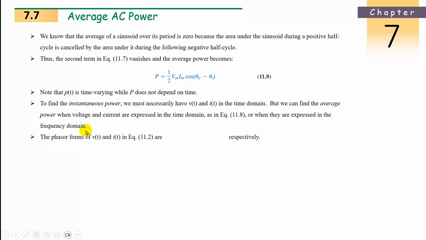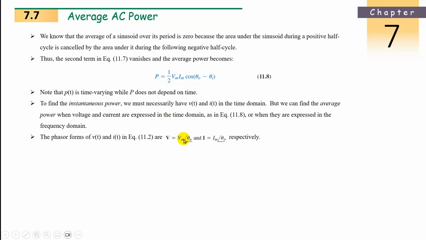This is the advantage. How can we write the phasor form of v(t) and i(t)? What is the v(t) equation generally? Vm cos(omega t plus theta_v). How can I write this in phasor form? Vm at an angle theta_v. i(t) is nothing but Im cos(omega t plus theta_i). In phasor form, Im at an angle theta_i. So like this we can write.